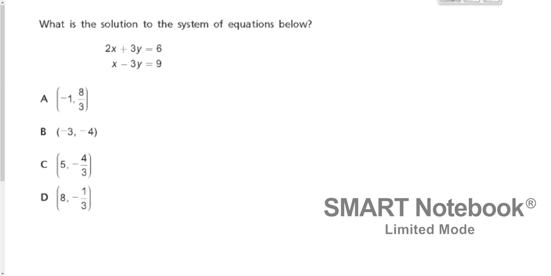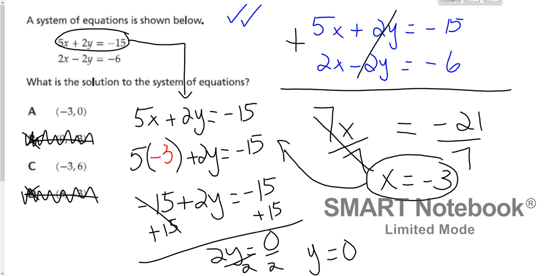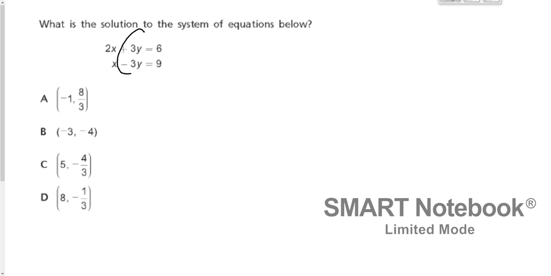Okay, on to the next one. So I see that we have a system of equations, two equations that are both using x and y as the variables. I can see that they are lined up perfectly, the x's, the y's, the equal signs, the constants, and I can see that we have opposite coefficients. So I'm just going to go ahead and add these together, and I get 3x equals 15. I didn't write anything with the y's because they canceled each other out.